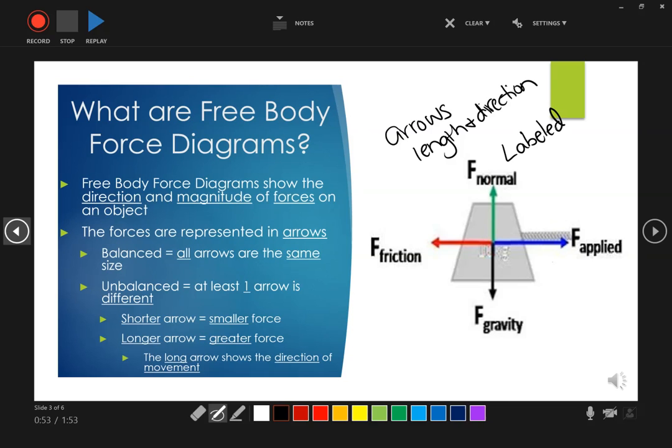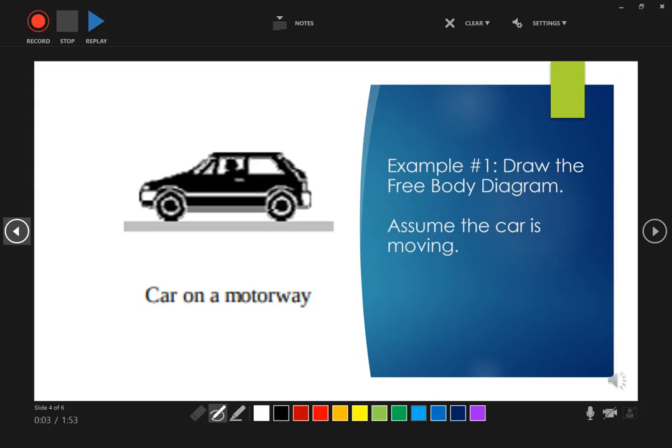So let's take a look at a couple examples. Let's take a look at the first example. Draw the free body force diagram for the car. Assume the car is moving. So since the car is moving, do we have balanced or unbalanced forces? It is unbalanced. Okay, so does that mean we're going to have all arrows the same size, or are they going to be different in size? Right, there will be something that will be different.